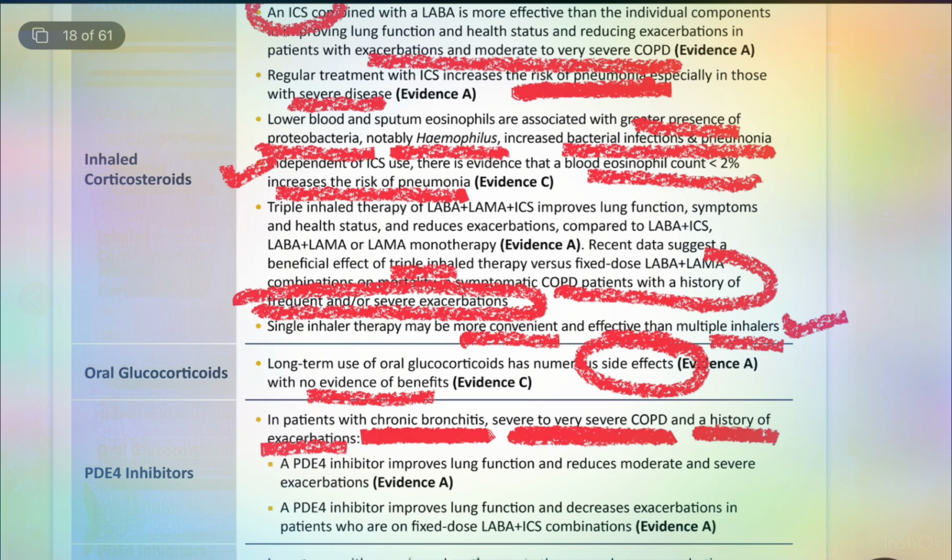Phosphodiesterase 4 inhibitor improves lung function, reduces moderate to severe exacerbations, and they are telling it improves lung function and decreases exacerbation in patients who are on fixed dose LABA plus ICS combinations. Like already they are taking LABA plus ICS combinations. So for those patients, who have chronic bronchitis, severe to very severe COPD, and history of exacerbation, we should give them a trial of roflumilast.